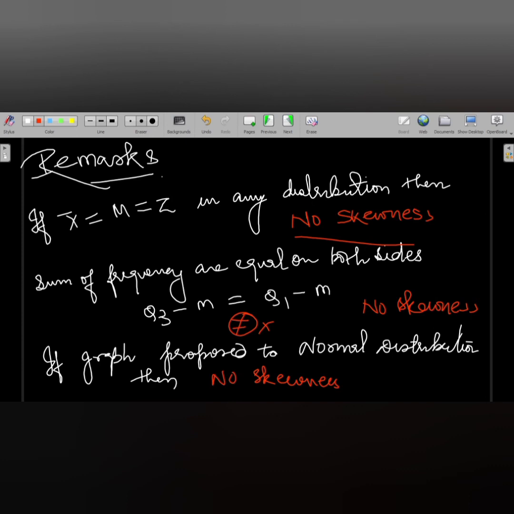Clear? If the graph is proposed to be a normal distribution, both the sides will be equal, deviated equally. Clear? Then no skewness will be present. Fine. So this was all about skewness. Clear?